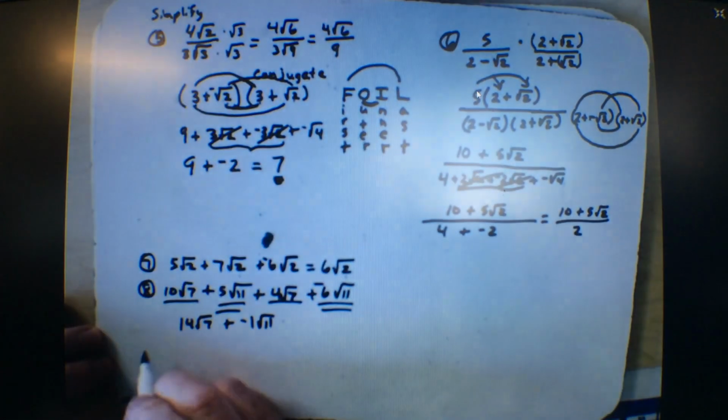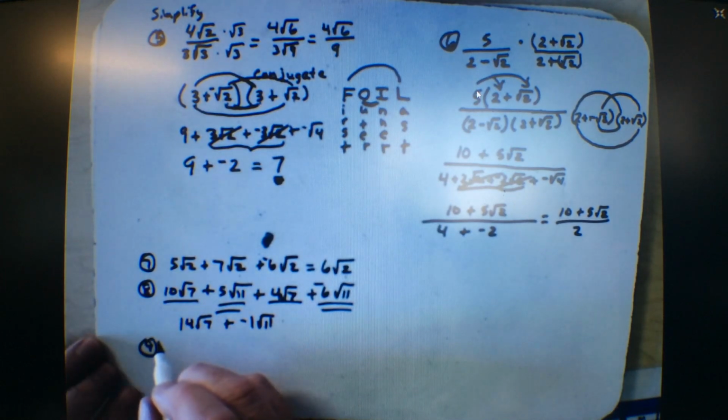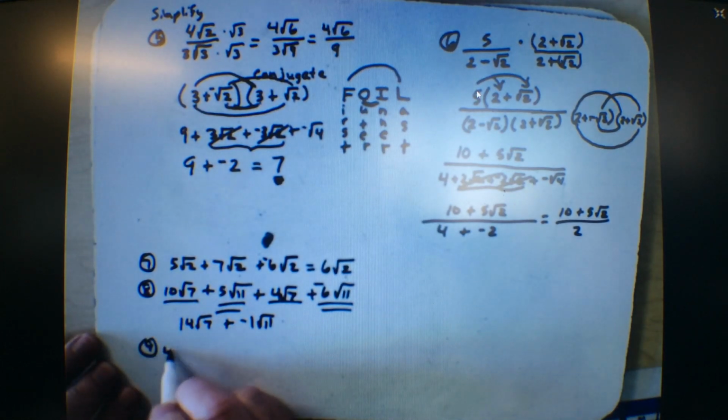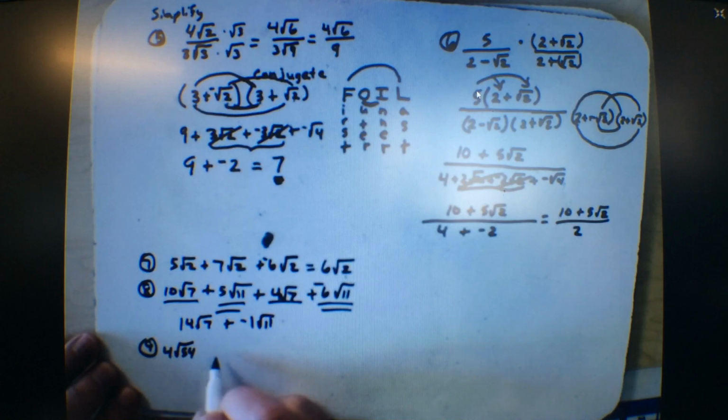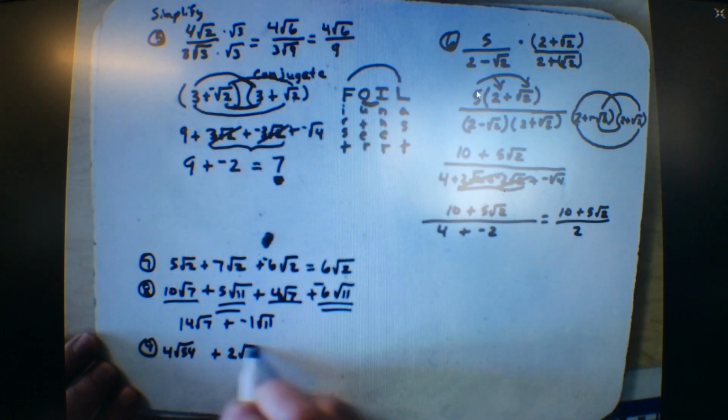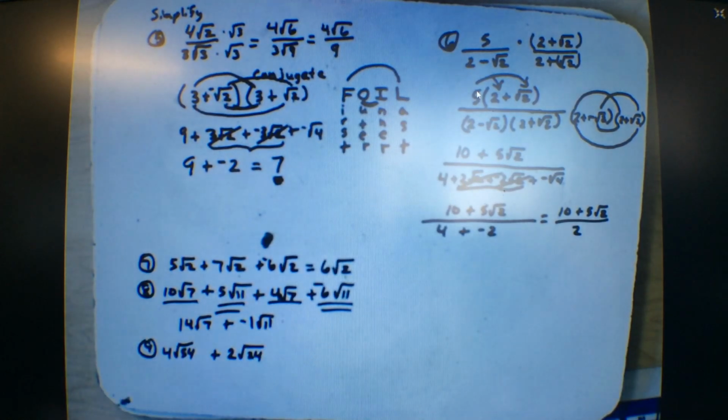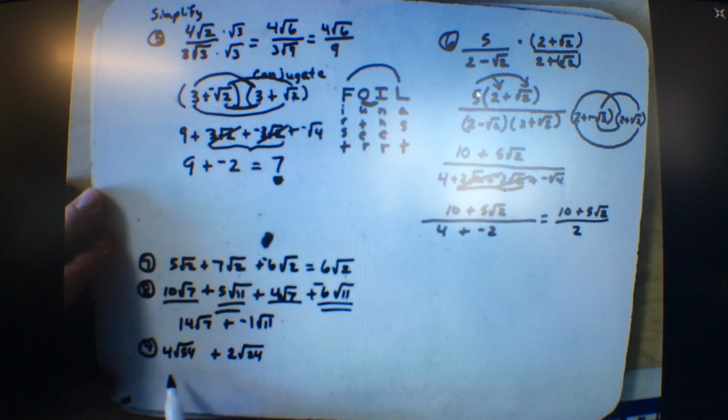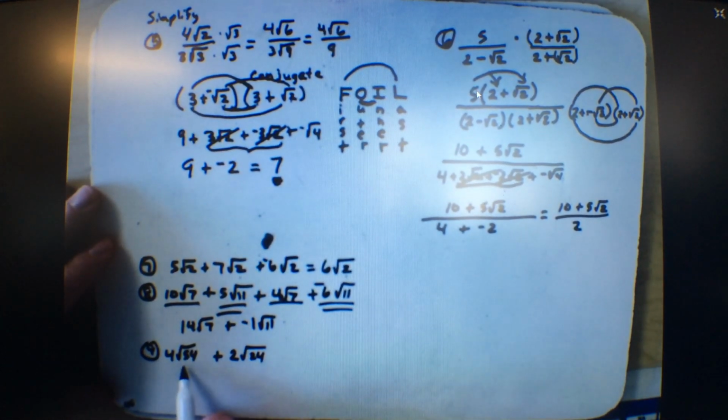Now, you think you got all that figured out, right? And then something like this happens. 4 square root of 54 plus 2 square root of 24. And you look at that and you go, they're not like. So I just leave it like that. Well, we're wrong. You've got to simplify first and then see if they're like.